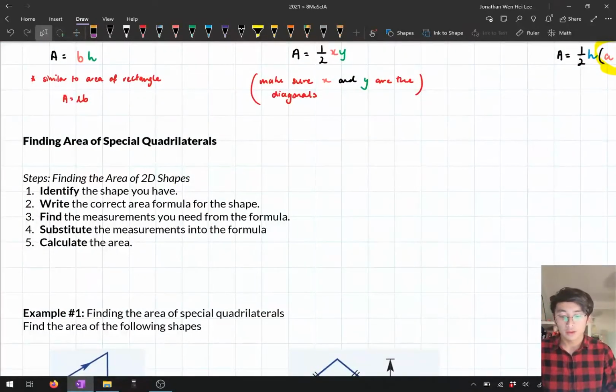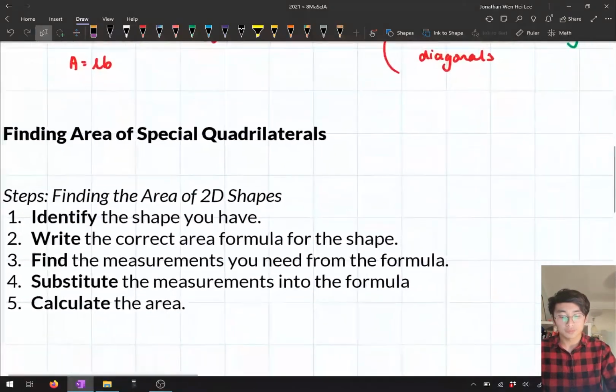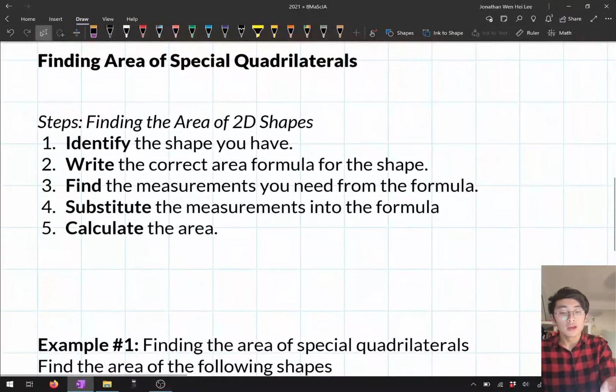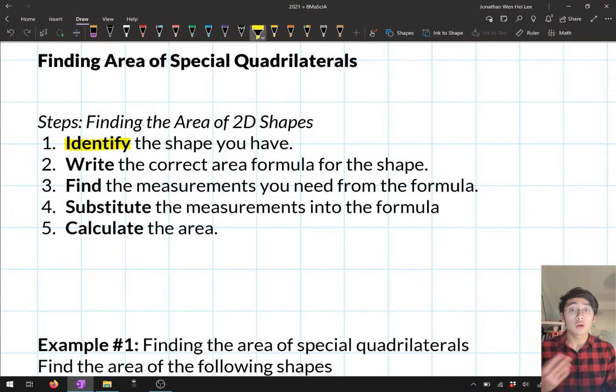First of all, the steps I have here. Firstly, identify the shape that you have. Have a look at the shape that you have and which one it looks like. Is it a trapezium? Is it a parallelogram? Is it a kite? Is it a rhombus? So the first step is to identify what shape you get given. The second step is then to write the correct formula.